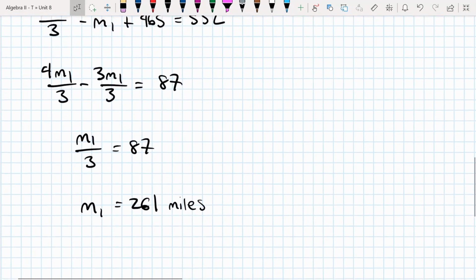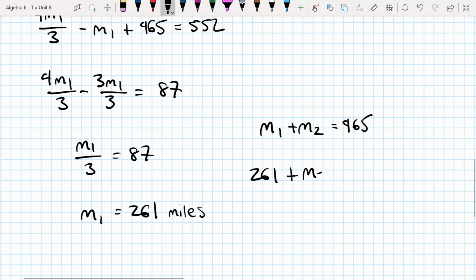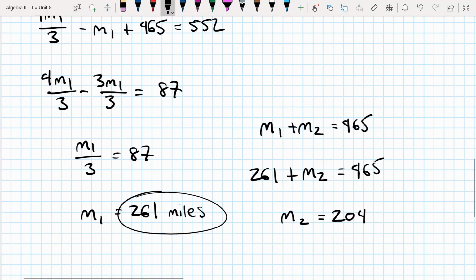If we know that the total amount of miles driven is 465, this relationship here, m1 plus m2 is 465, we know 261 plus m2 is equal to 465. And the last thing we're going to do to get our final answer is just subtract 261. So this is 204. So the total amount of miles driven in the city is 261 miles. Total amount of miles driven on the highway is 204. And that is it for this video.